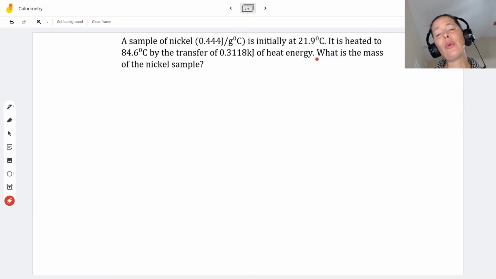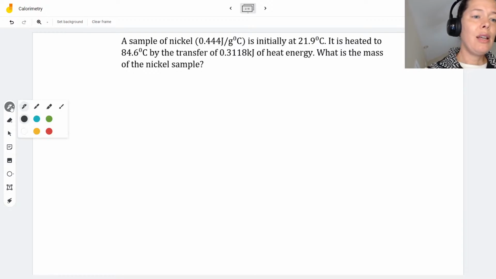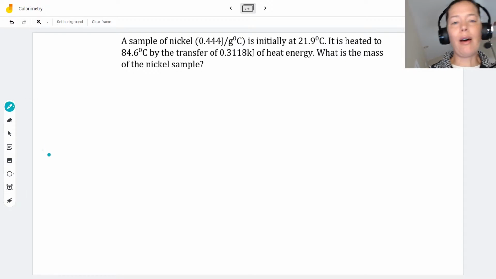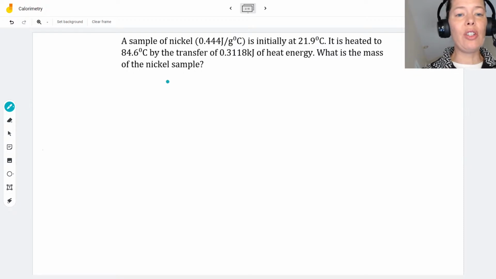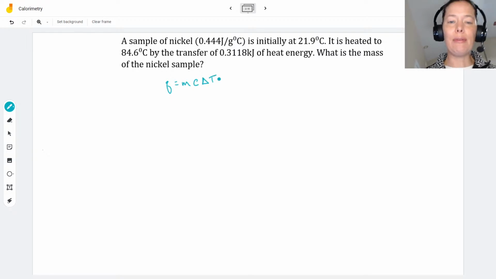All right. So when we have this kind of problem, I like to write down the equation that we are going to use for this. So let's get that up. When we have heat and we have a sample and we're changing the temperature, so this is not a phase change, this is just a temperature change, our general equation is Q equals MC delta T.